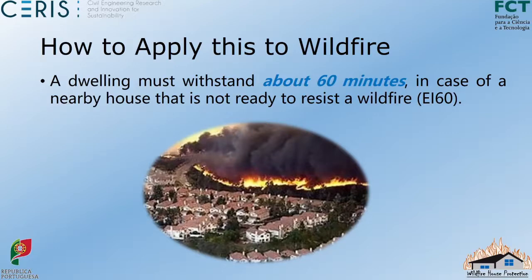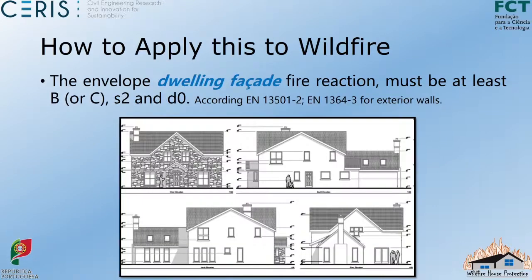So how to apply this to a wildfire? I already talked about this in the previous video. In any case, we reached the conclusion in the previous video and we demonstrated why for a house to be fireproof for a wildfire, it must withstand the fire for 60 minutes. It means it needs to be an EI 60 at least, okay? So the entire envelope, the dwelling facade, must have a fire reaction of at least B. Maybe C on the roof, and then we'll explain why C on the roof, S2 and D0, according to the European standards of fire reaction, okay?